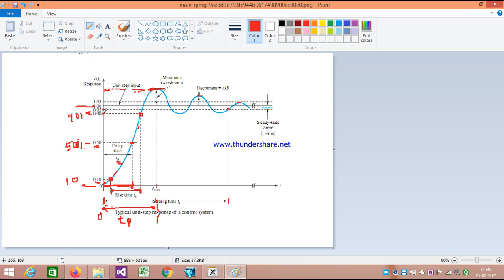0 to 95%. Sorry, 0 to 95%. This is the 95%, right? This is the 95%, and this is the 0%. So the time required for the response to reach up to 95% of the amplitude is called the settling time.